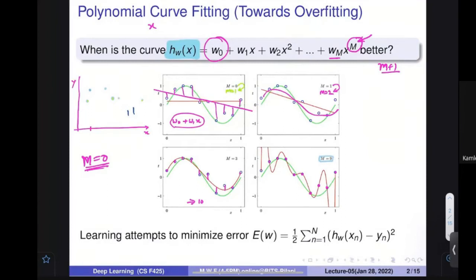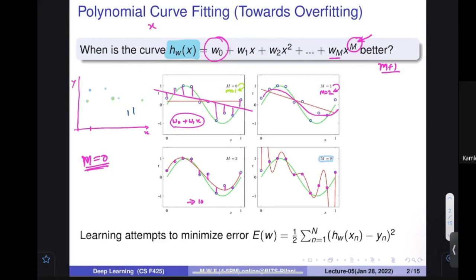There is a question: sir, can we program it in a way that the model learns the optimum value of m also? This is actually a very good, interesting question. The question is, can we program in such a way that my system tries to give me the best value of m?